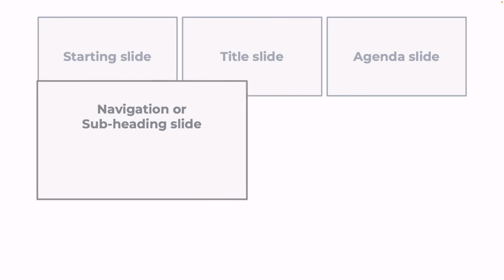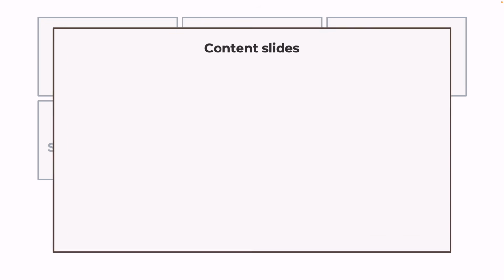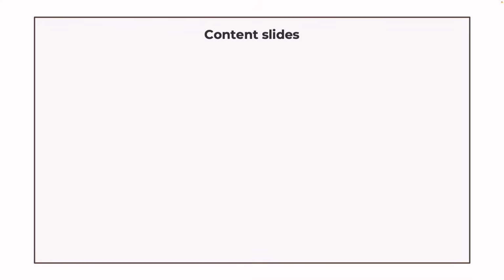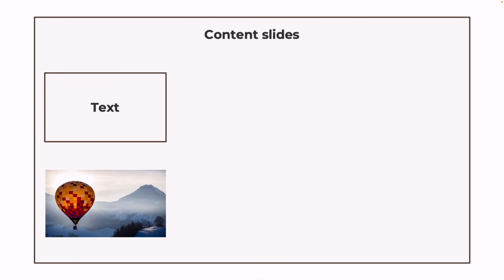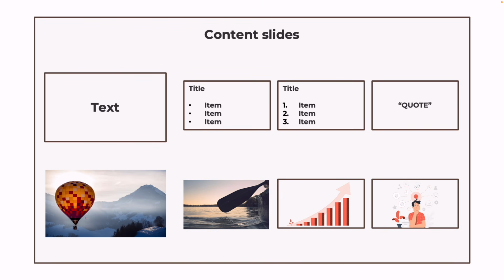The next type of slide is essentially the meat of your presentation, also known as the content slides. This is where the magic happens. These are the main slides in your presentation where you deliver your information. There are several subtypes within this category. The most common ones are the text and image slides. The former feature bullet points, numbered lists, or key quotes. We have a lot to say about these slides, so keep watching. The image slides are used for things like photos, diagrams, infographics, and so on.